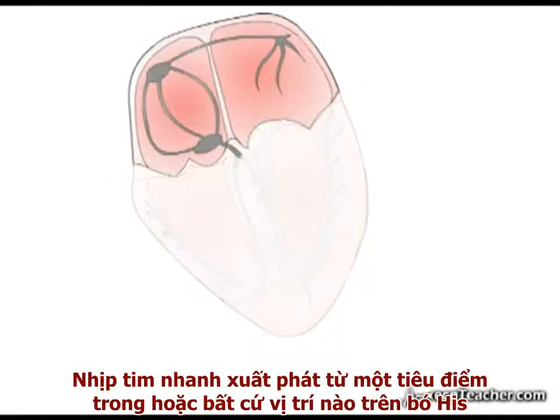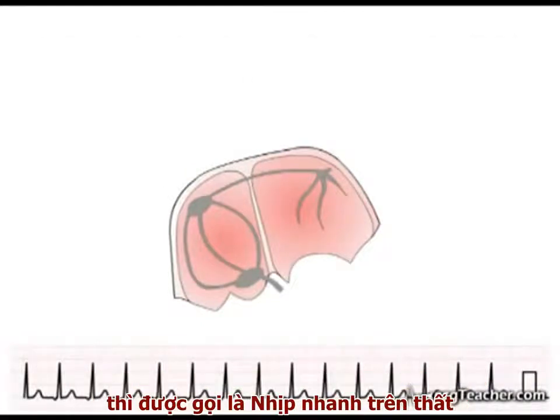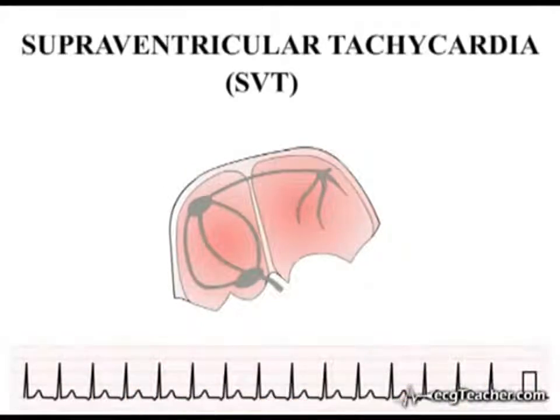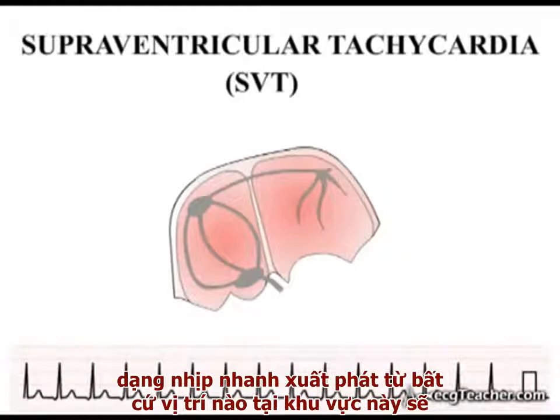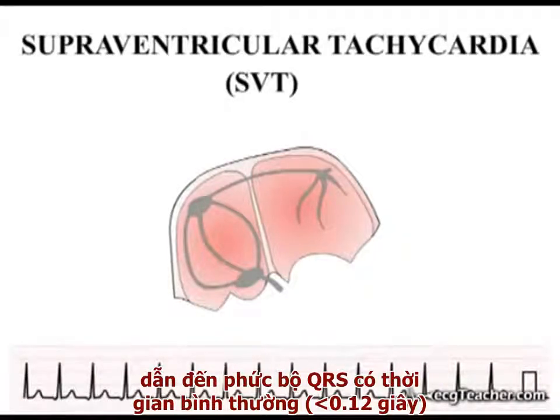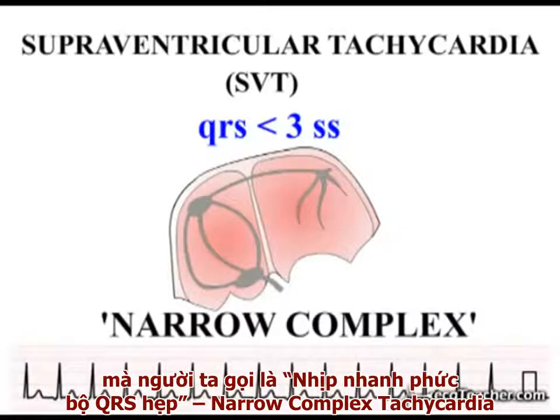Tachycardia arising from a focus in or anywhere above the bundle of His is called a supraventricular tachycardia. In this case, as the depolarization wave generated must enter the ventricles via the AV node and therefore the ventricular conducting system, a tachyarrhythmia arising from anywhere in this region is usually associated with QRS complexes of normal duration, a so-called narrow complex tachycardia.